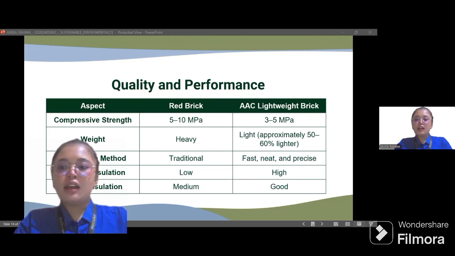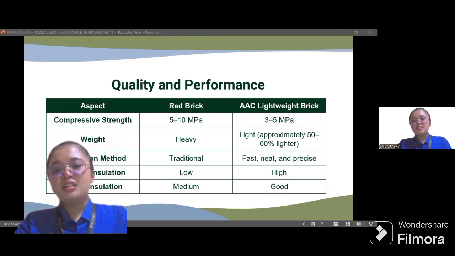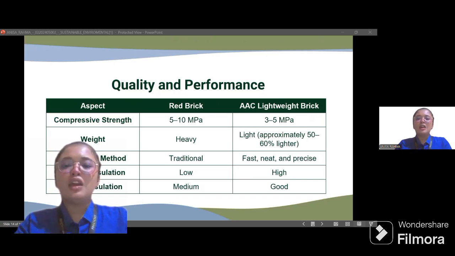Maybe I will add about fire resistance. Red bricks have good fire resistance due to their normal clay composition, which withstands high temperature. However, their fire resistance is limited to a certain temperature range and may degrade if exposed to extreme heat for an extended period.